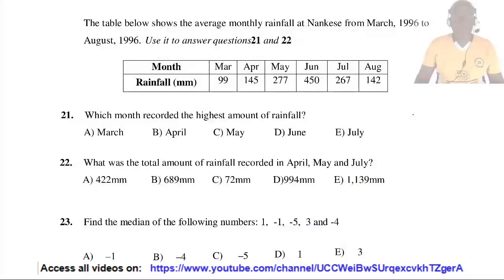The table below shows the average monthly rainfall at Nankesi from March 1996 to August 1996. Use it to answer questions 21 and 22. Question 21. Which month recorded the highest amount of rainfall? The answer is June.